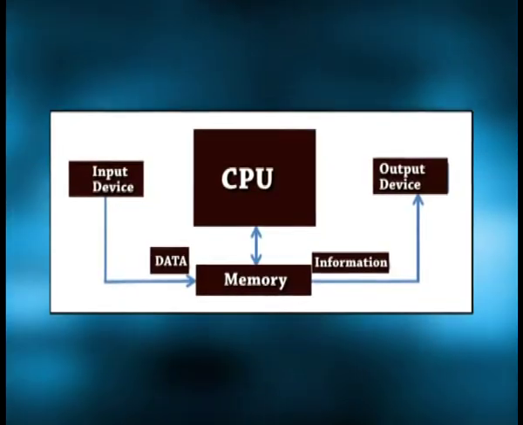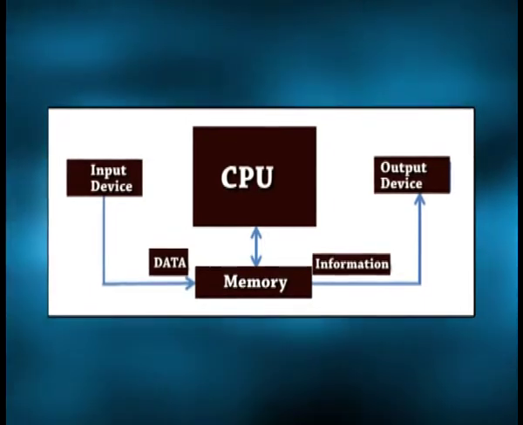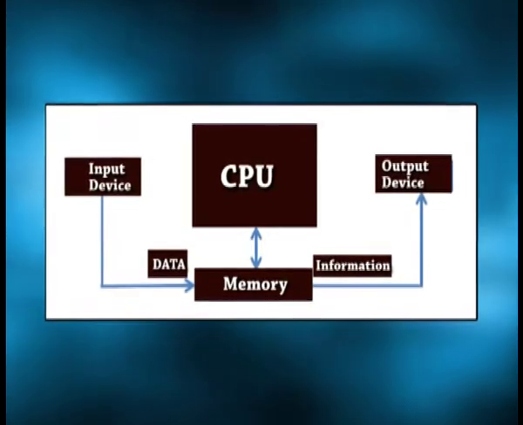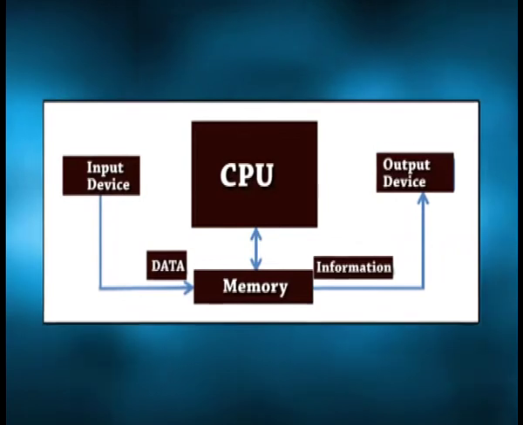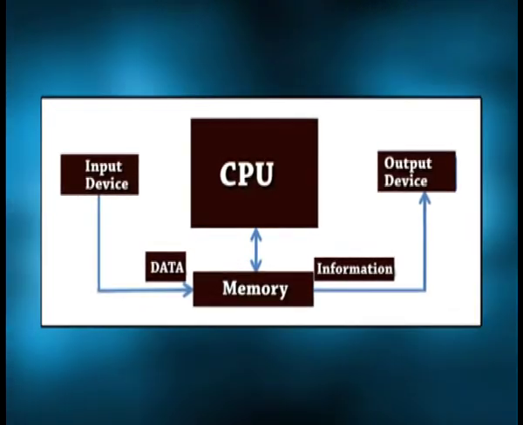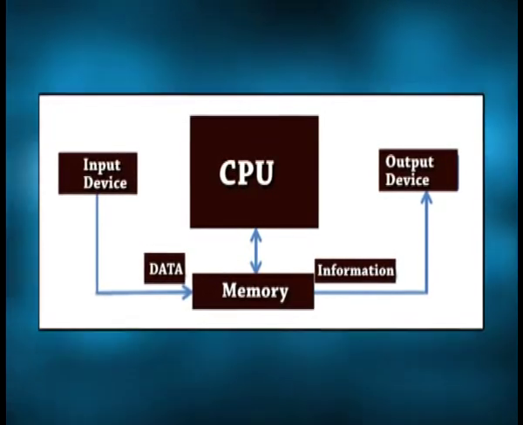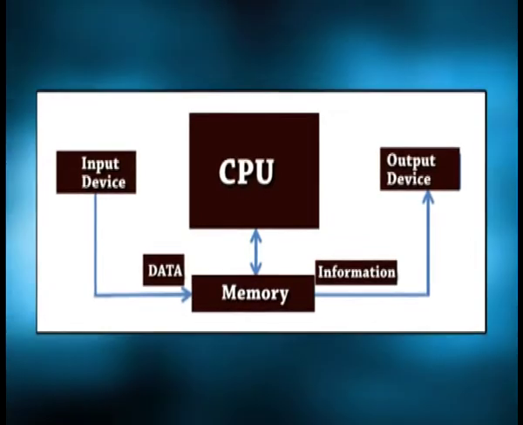Computer fundamentals. A computer is an advanced electronic device that takes raw data as input from the user and processes these data under the control of a set of instructions called a program, and gives the result, that is output, and saves the output for future use.